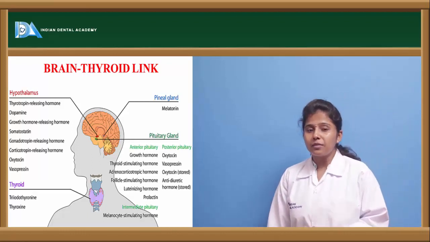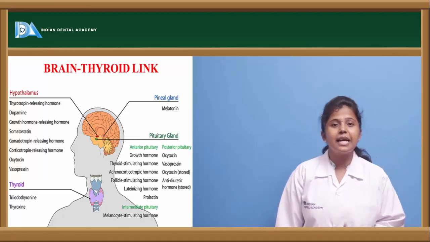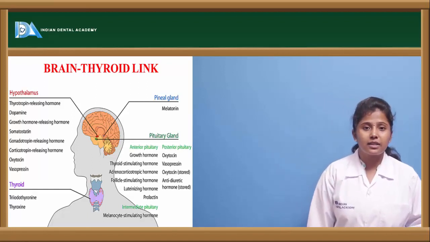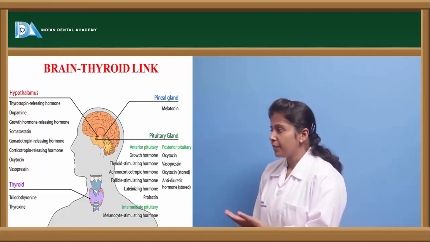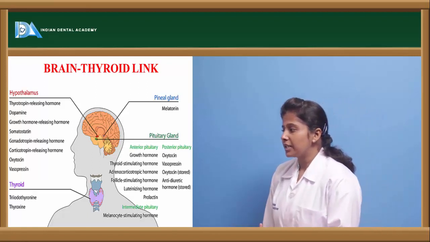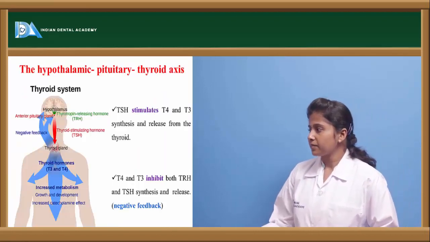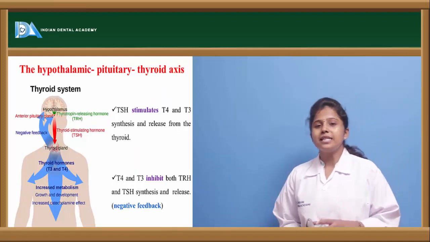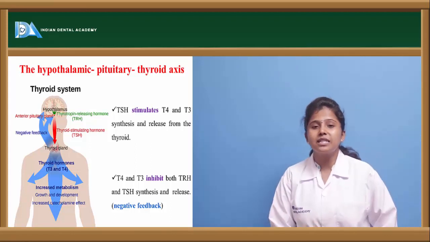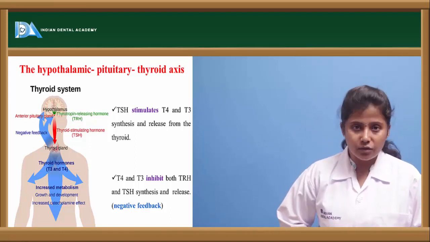From the hypothalamus, whatever thyrotropin releasing hormone is released aids in the stimulation of the thyroid gland, leading to thyroid hormonal secretion. And the thyroid gland releases two hormones, triiodothyronine as well as thyroxine. So let us see the feedback pathway, or loop, which exists in the linkage between brain and thyroid.